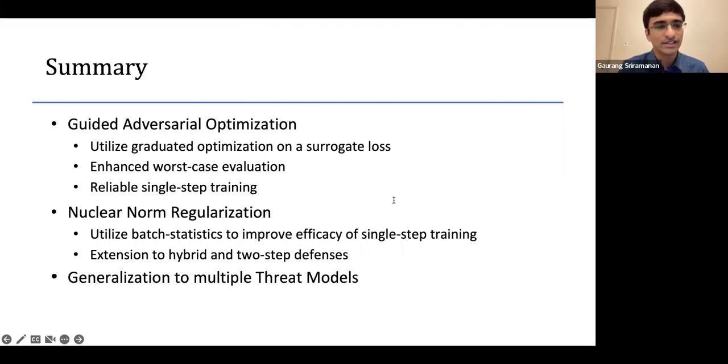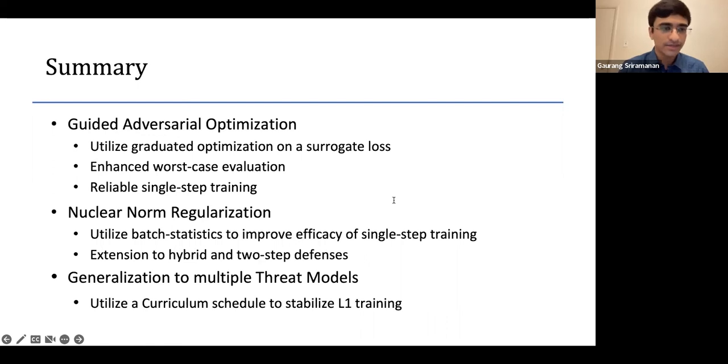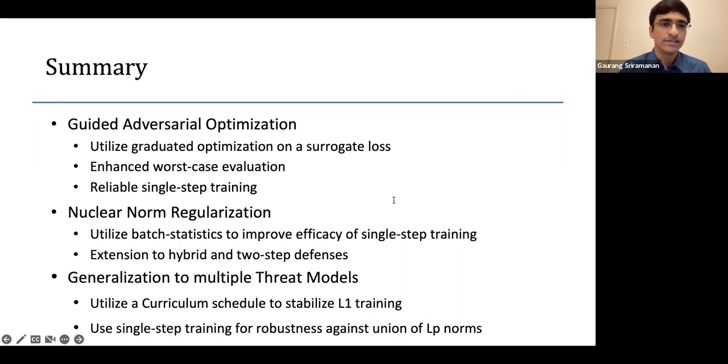Lastly, we see the generalization to multiple threat models and how we can achieve the same using single-step attacks alone. Namely, we use a curriculum schedule to stabilize L1 training first, and then we use a decision function to help generalize over multiple threat models simultaneously. And we do this using only a single step attack for each mini batch.